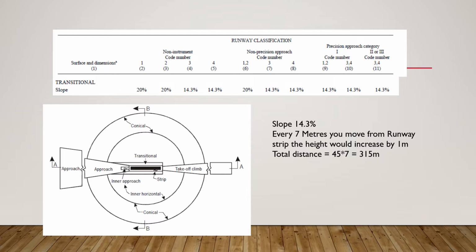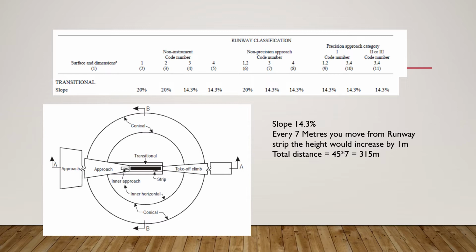As per the given table, when you consider the slope of a transitional surface for a precision approach category 1, runway code element 3 and 4, the slope given is 14.3%. This implies that every 7 meters I move farther away from the runway strip, there would be a height increment of 1 meter with reference to the base datum.